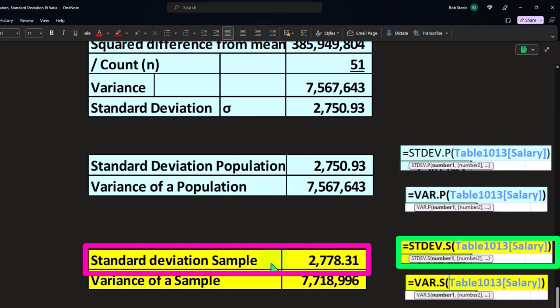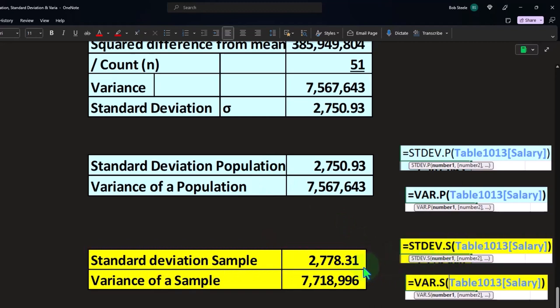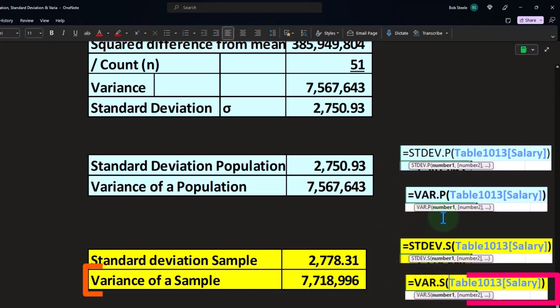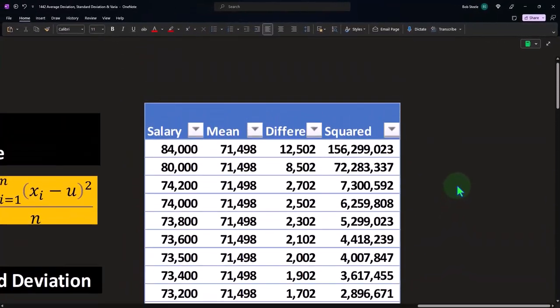Now later we'll talk about the calculations for a sample, which is a similar formula in Excel. The standard deviation for a sample versus the population would be STDEV.S for the sample, right? And so you get a different number. We'll talk more about that later. And then the variance, which is VAR.S, S for the sample versus P for the population. So you can calculate those in Excel.